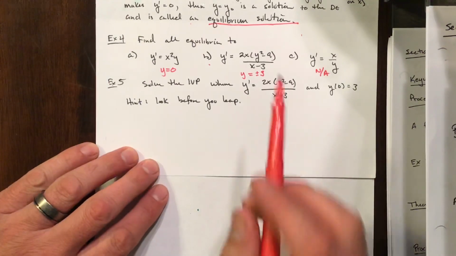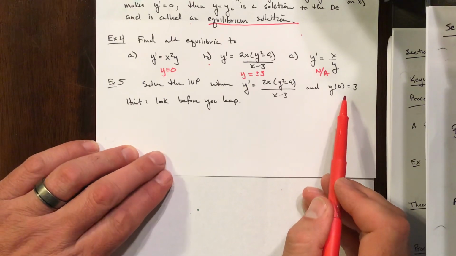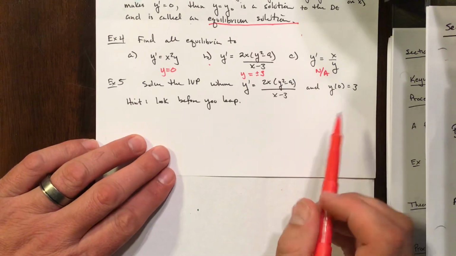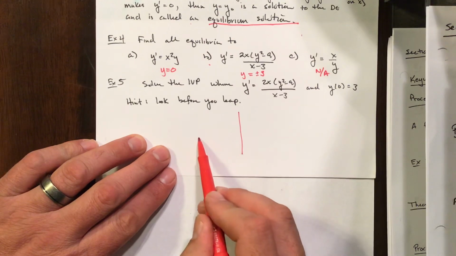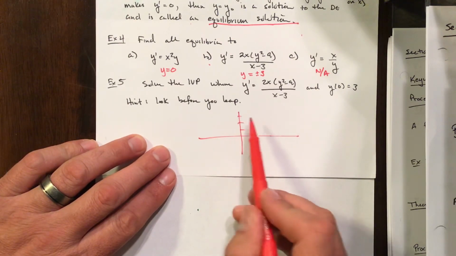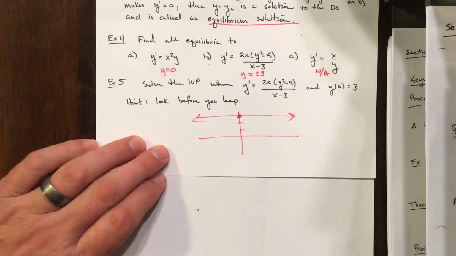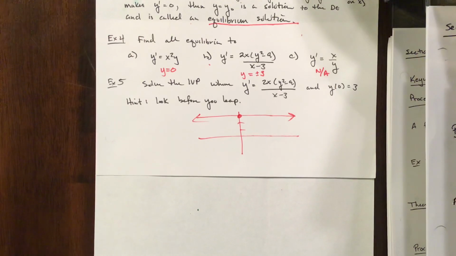So because 3 is an equilibrium solution, and because the initial condition goes through the point 0, 3, then we know what the graph is. I don't even have to sketch all those little arrows. At the point 0, 3, because it's an equilibrium solution, the solution curve is flat. All right, so that is section 1.3.